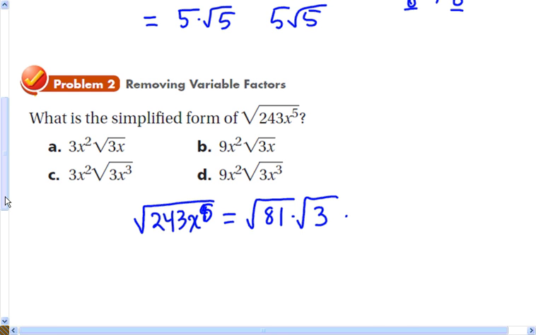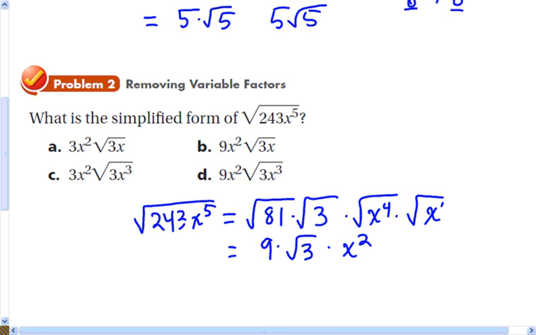And x to the fifth we can write as the product of a perfect square, x to the fourth, times x. And remember, x is just x to the first, so if you think about that, 4 plus 1 equals 5. Now we're going to simplify as much of this as we can. Square root of 81 is 9. Square root of 3, we can't simplify that. Square root of x to the fourth is x to the second. And the square root of x, we can't simplify that anymore.